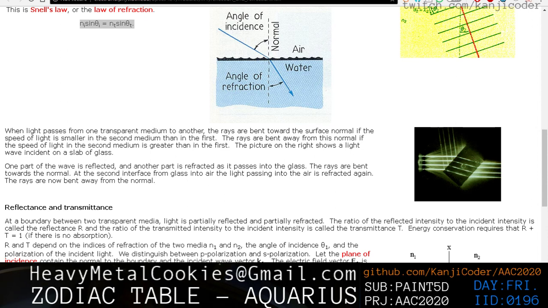The picture on the right shows a light wave incident on a slab of glass. One part of the wave is reflected, and another part is refracted as it passes into the glass. The rays are bent towards the normal. At the second interface, from glass into air, the light is refracted again as it passes into the air. The rays are now bent away from the normal.